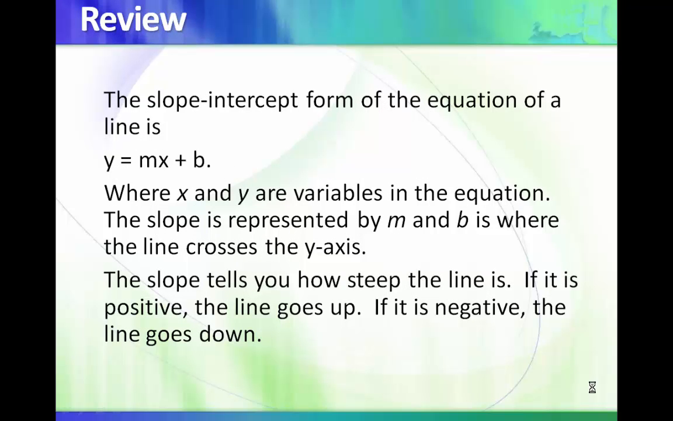The slope-intercept form of the equation of the line is y equals mx plus b, where x and y are variables in the equation. The slope is represented by m, and b is where the line crosses the y-axis. The slope tells you how steep the line is. If it is positive, the line goes up. If it is negative, the line goes down.